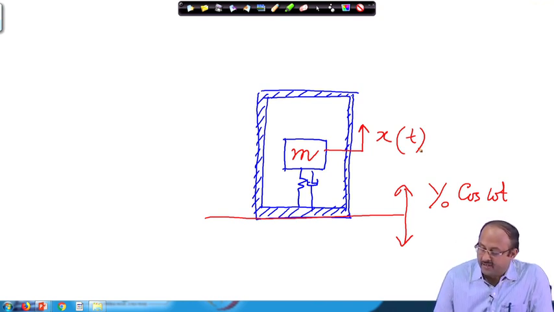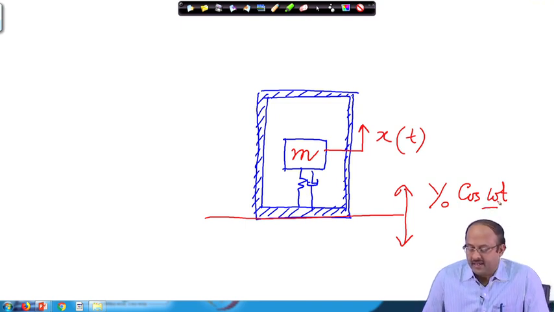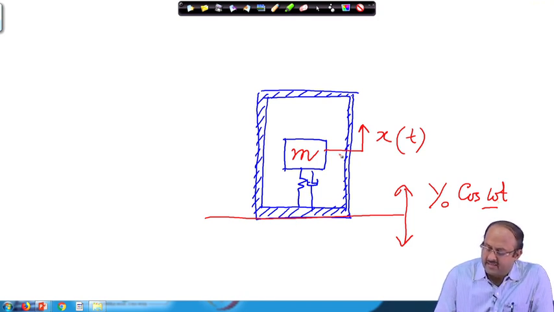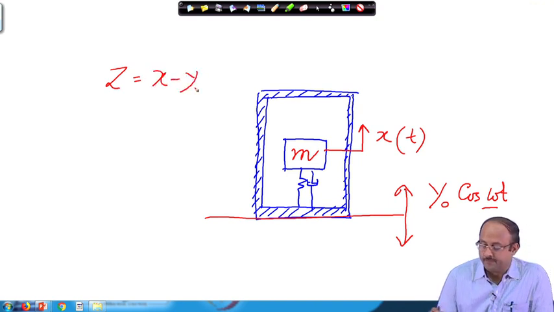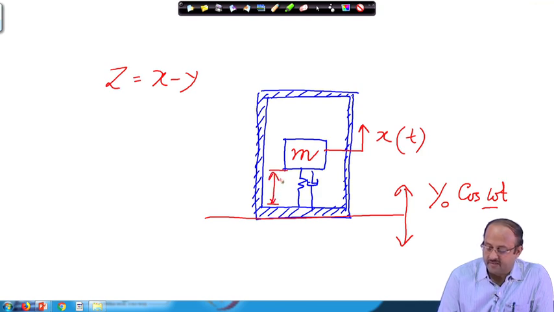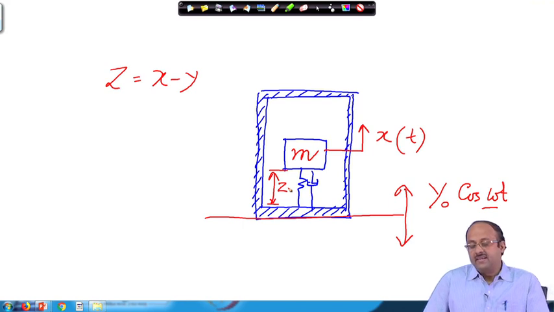Now, what may happen if this frequency takes a certain value is that this relative motion, that is z, if I consider z to be x minus y, which is the relative movement, may undergo very large deformation.